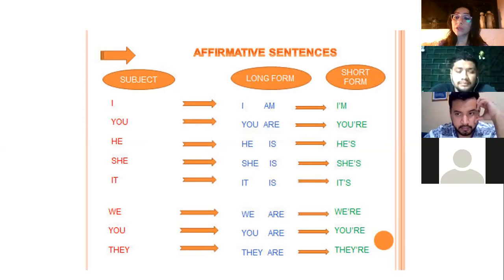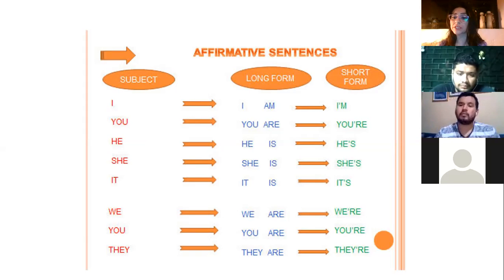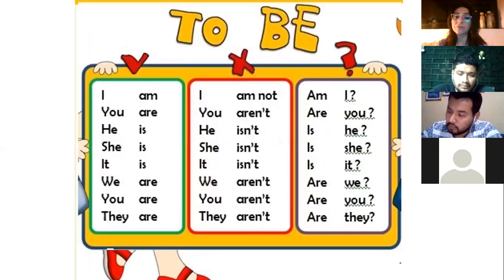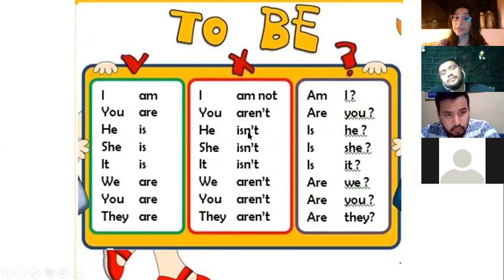Very good. So here, these guys are affirmative sentences, okay? Like how to make affirmative sentences. So I say, I am your teacher. I am 40 years old. He is my husband, all right? So I use affirmative sentences and I use the subject plus the verb be and then the complement. Now here, guys, if you notice, we have this chart. The first one is I am. Those are the affirmative sentences. In negative, we say, I am not, all right?